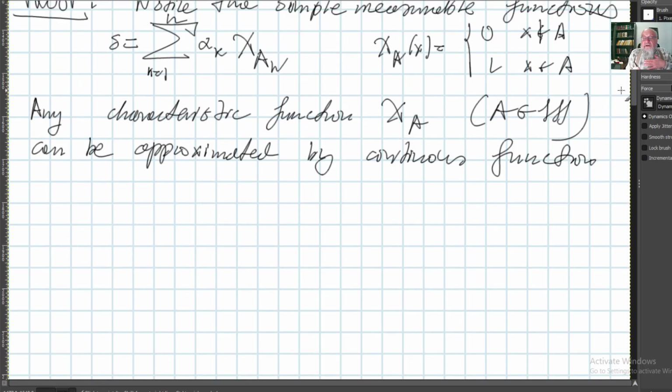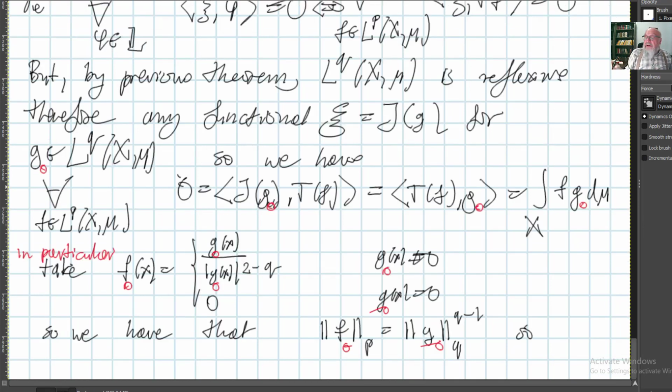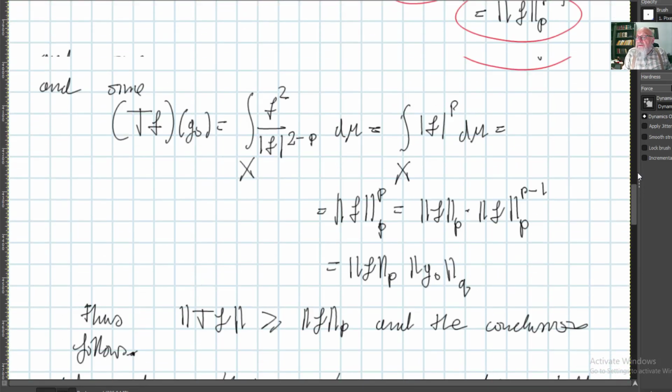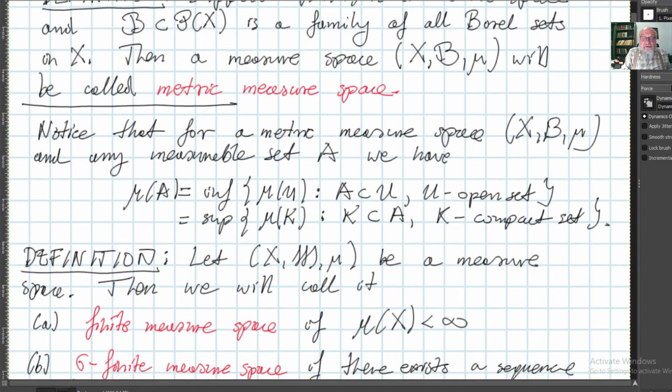So indeed, notice that we have here by the formulae. Let's go back. I'm going to use it now. So let's go to the beginning of the lecture.